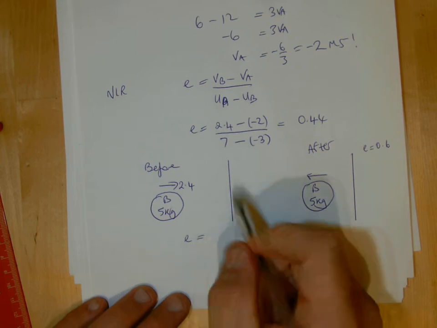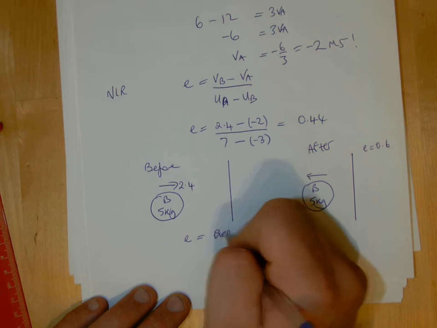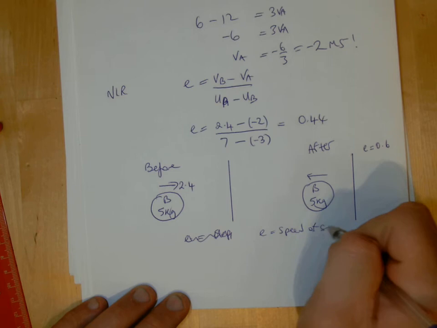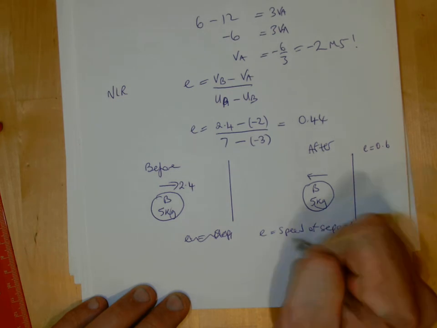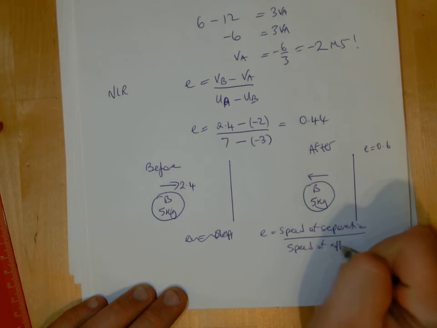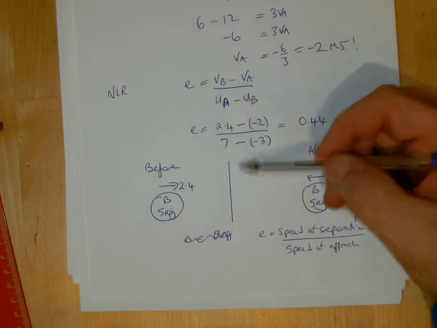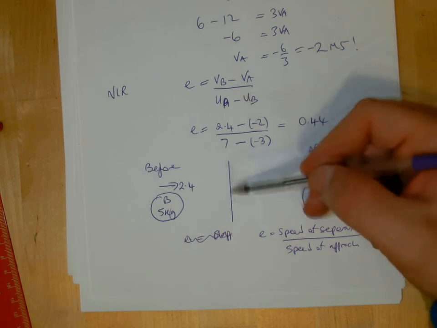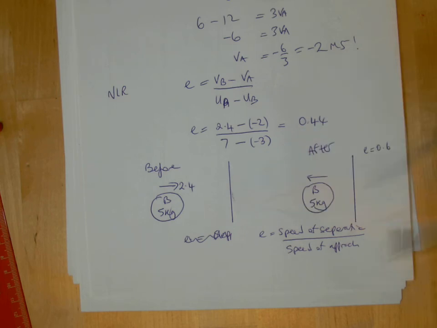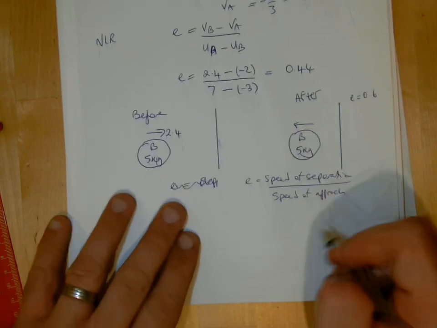E, remember, you can remember that formula, but also remember it's the speed of separation divided by the speed of approach. Now if you use this formula, it's possible to do that by thinking of the wall as something solid. So this would be like your second object, but it's not going to be moving. But it gets complex if you do that, so you're better off just using the formula which you're used to.